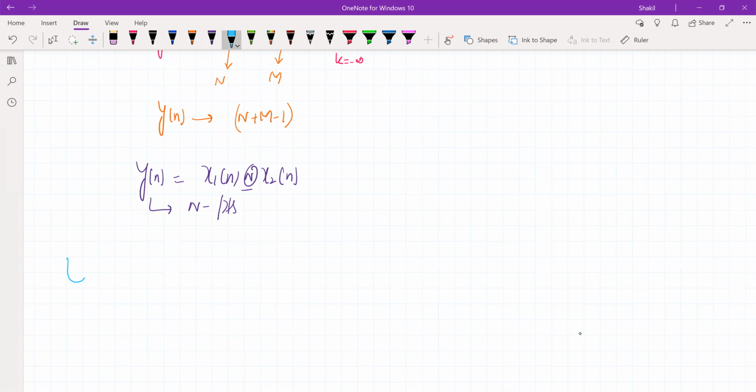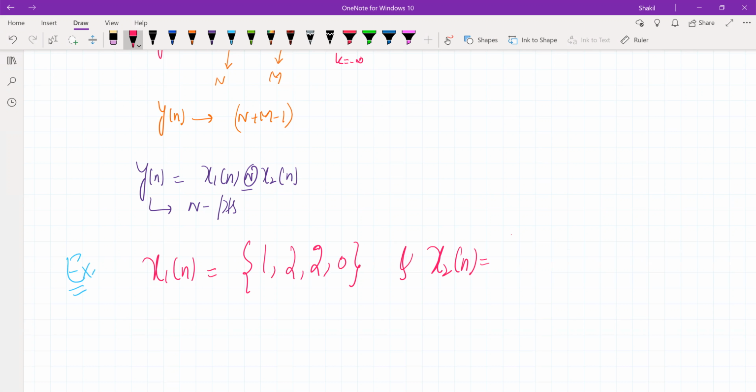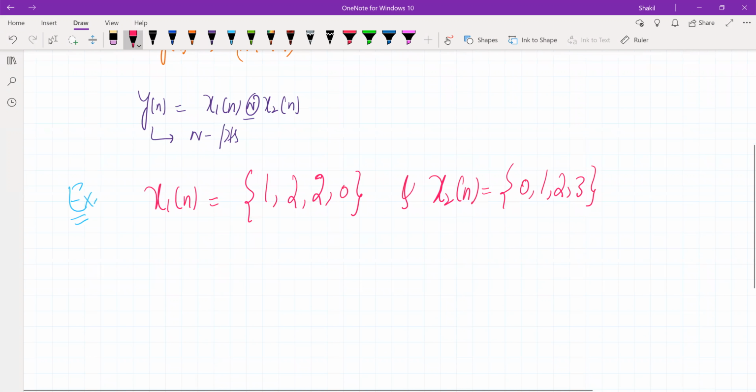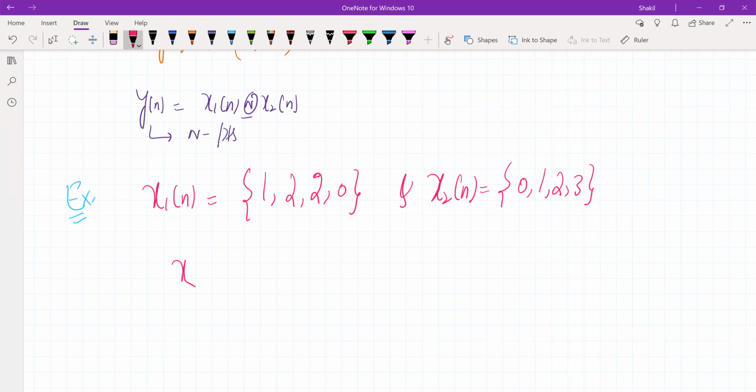Now let me give an example. I will use an example to illustrate this principle. So we'll follow the same example. x1 of n is 1, 2, 2, 0, and x2 of n is 0, 1, 1. So these are the two sequences. Now, if we perform the linear convolution between these two, what will be the duration of this sequence? The duration of this will be 4 plus 4 minus 1, that is 7.